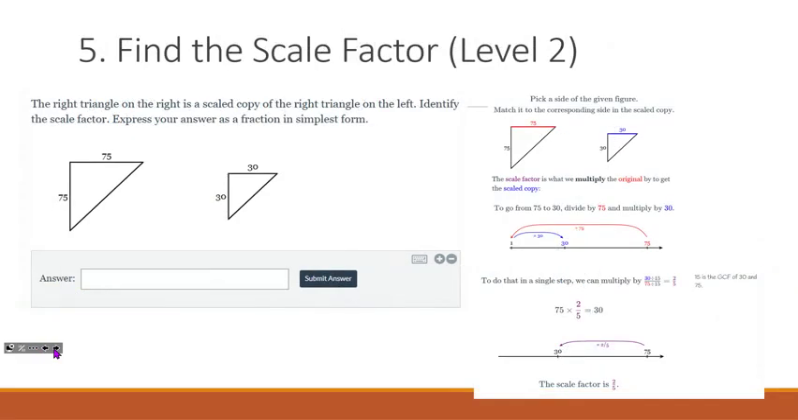All right. The right triangle on the right is a scaled copy. That means that this is new. This is the original or the old one.